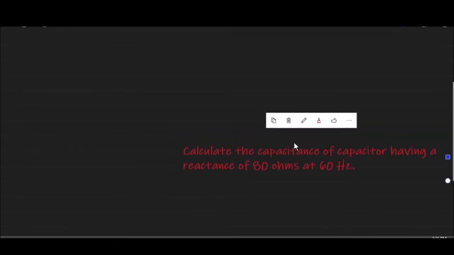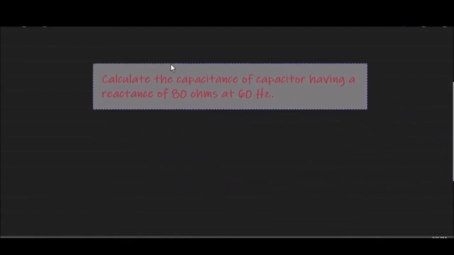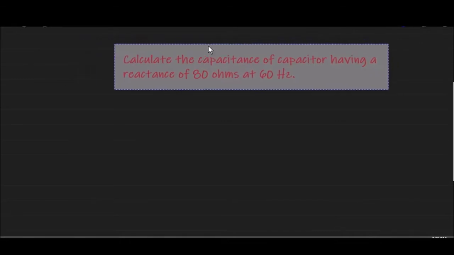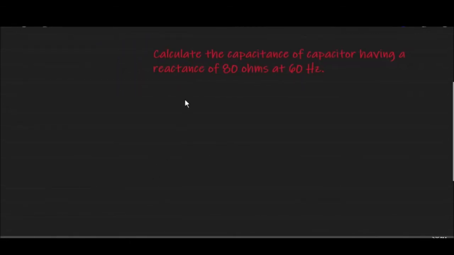So we have this problem: we need to calculate the capacitance of a capacitor having a reactance of 80 ohms at 60 hertz. Maybe we'll just drag it a little bit here to give way for our calculator. So, solution. We need to find the capacitance of the capacitor. The reactance is 80 ohms at 60 hertz, so we first write the given.